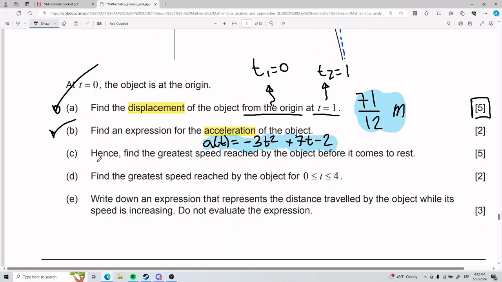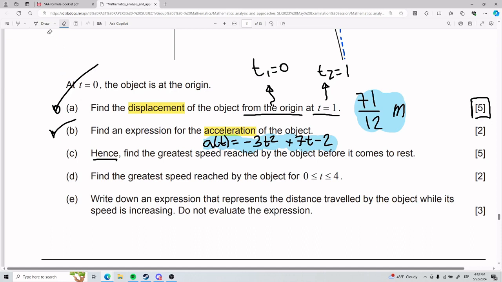Anyways, then for part C, they say hence. This is a massive hint. Whenever they say hence, without any more context, it's whatever you did from before, you need it for now. And so part C is an example that you need something from part B. You need something from part A. We're about to figure out what. So for part C, it says, find the greatest speed reached by the object before it comes to rest.